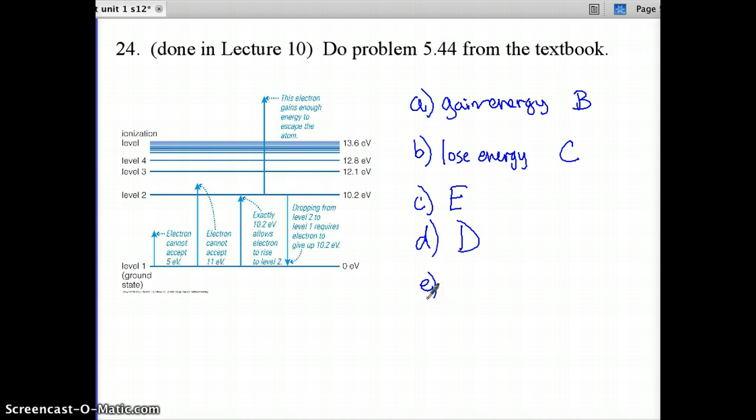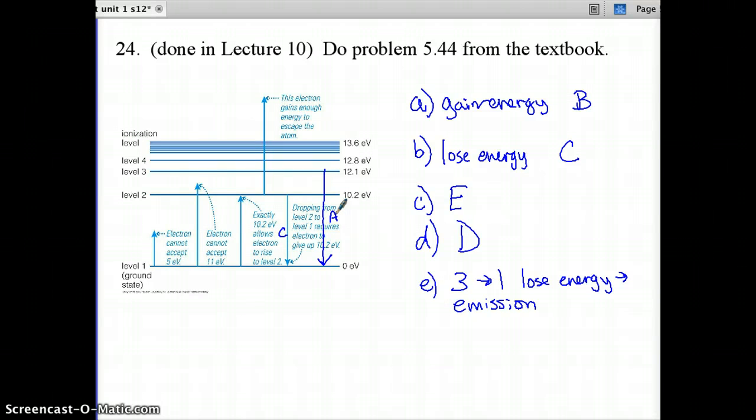And then it asks about transition A, which is a transition from level 3 to level 1. And so first it asks, is that absorption or emission? And since it's going down in level like that, it's losing energy, so that must be emission. And then it asks, how would the wavelength compare to the one involved in transition C? C is one that looks like this, and this is what A looks like.